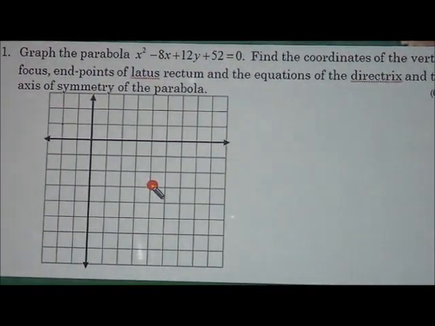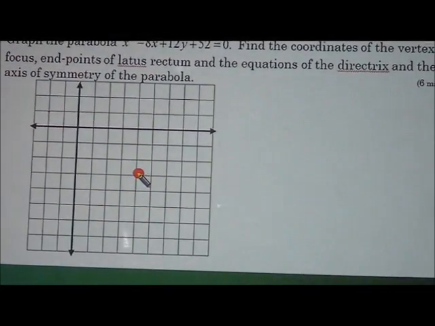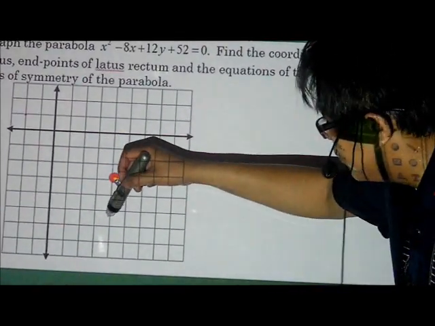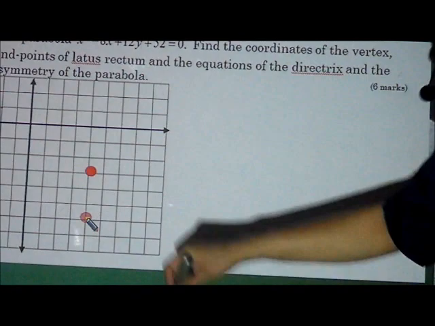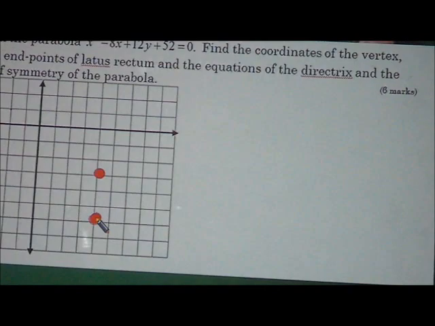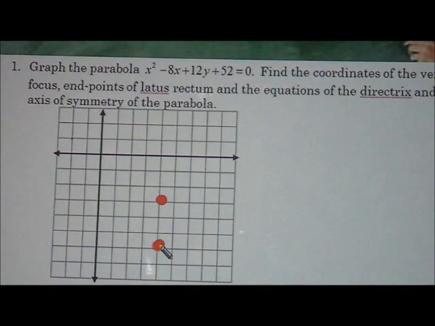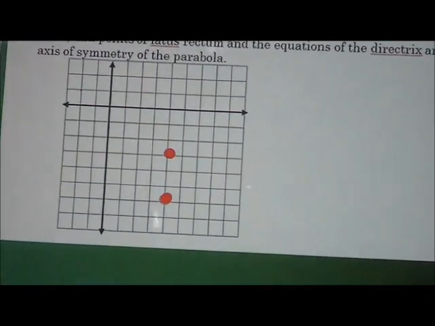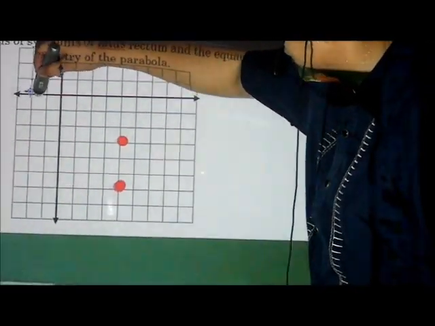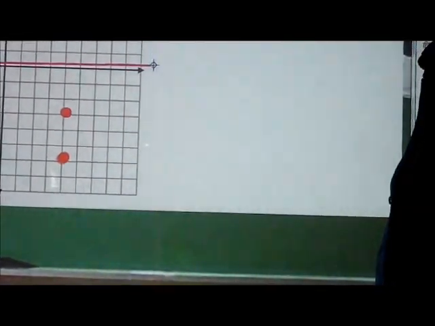So, where's the focus? Above this point or below the point? Below. And how many units below the point? 3. So 1, 2. So this is your focus. And the directrix is the same units away from the vertex, but this time it's above the point. And the directrix is a straight line, right? So 1, 2, 3 above. So here is your directrix.